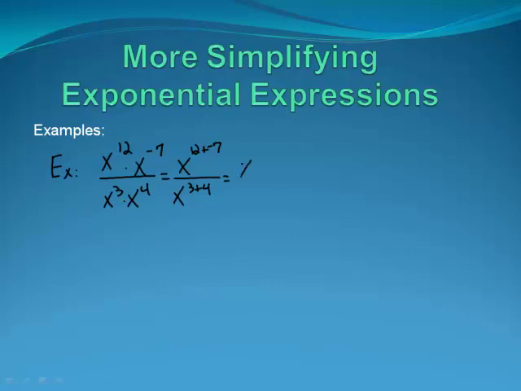That's going to leave me with 12 plus negative 7, which is the same as 12 minus 7, and that's x to the 5th. Down in the denominator, x to the 3 plus 4 power is x to the 7th. Okay, now at this point, I can rewrite that base by subtracting numerator minus denominator. And that's going to give us x to the 5 minus 7, which is negative 2. And that gives us 1 over x squared.